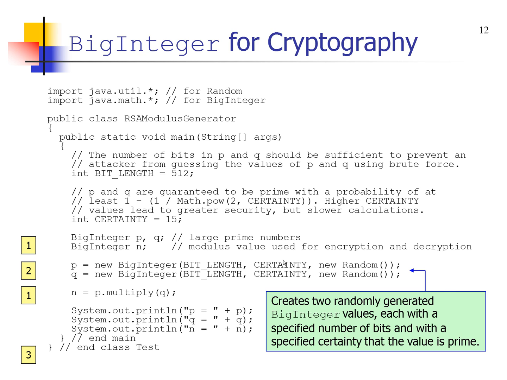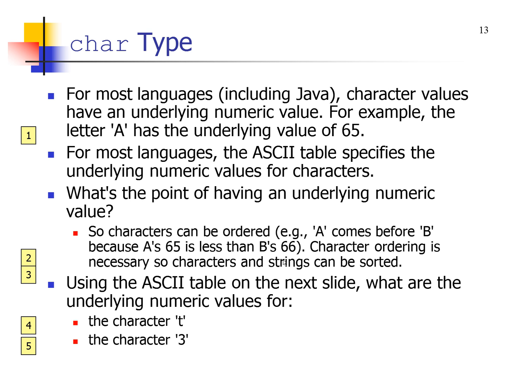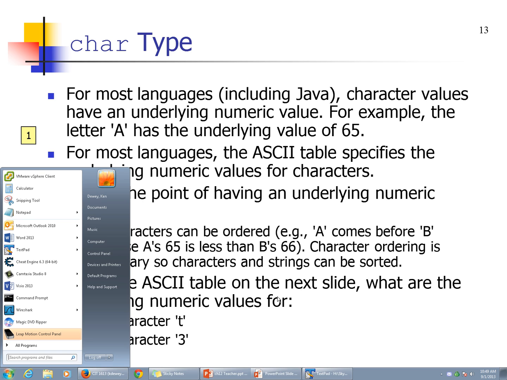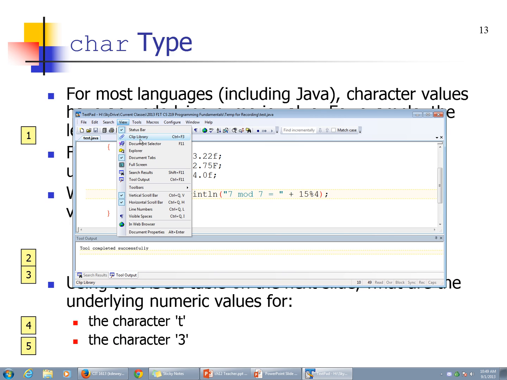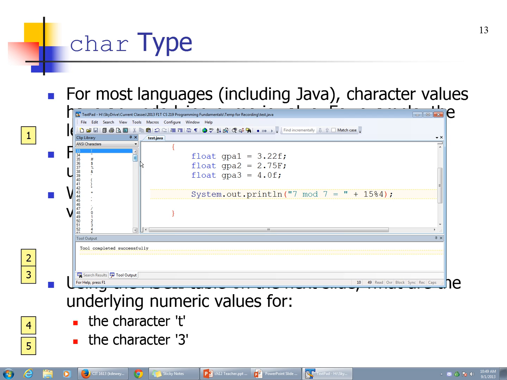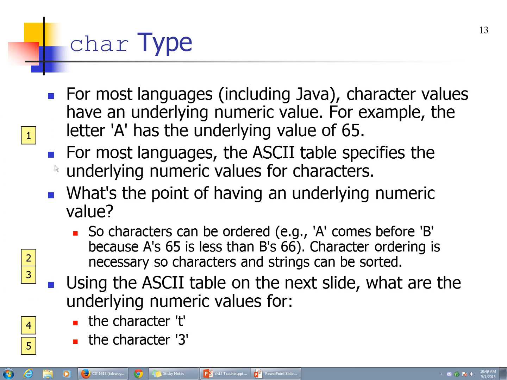Okay. All right. Now let's talk about the character data. It says in most languages, including Java, character values have an underlying numeric format. I actually showed this before. To show you again, in TextPad, if you go View Clip Library, you can see them. Like an A is a 65, a B is a 66, and so on and so forth. A small a is a 97, and so forth. Okay? So we use the ASCII table for that. We covered it in Chapter 3.